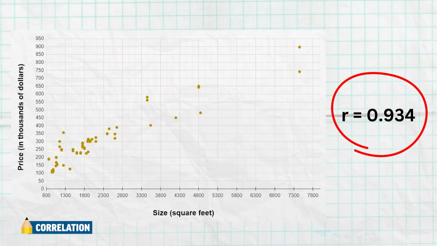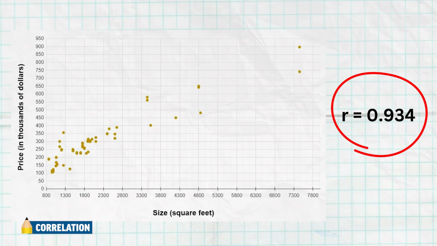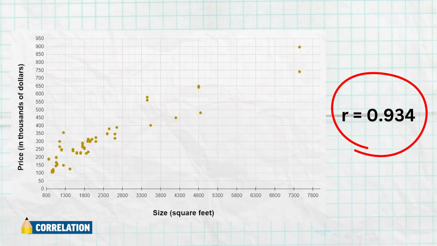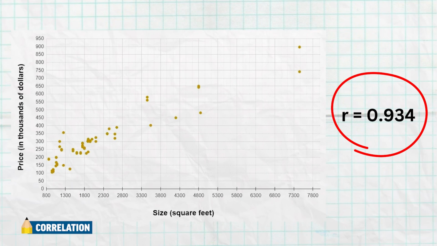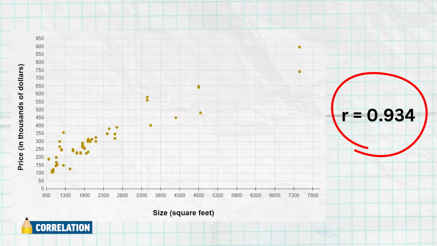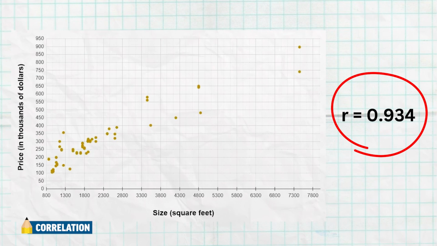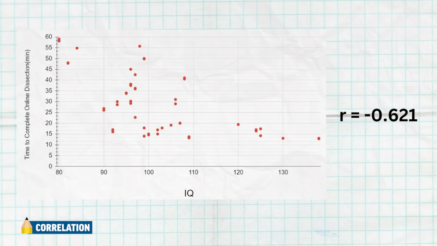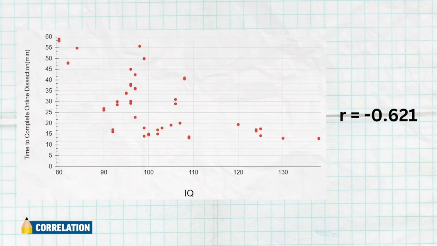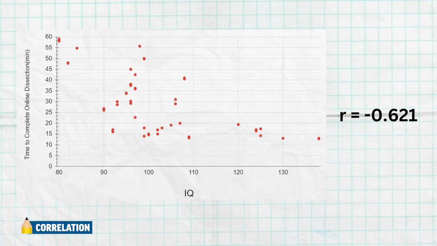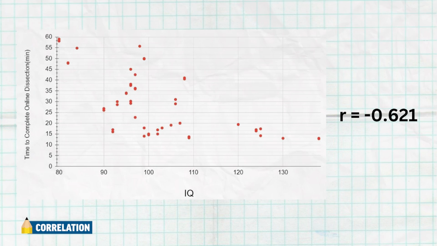Notice its correlation value is first positive because the bigger the house, the more expensive it costs, but it's also very, very close to 1, which shows that it is extremely strong because those dots are clearly forming a positive linear relationship. Now, here we see another scatterplot looking at the IQ of a sample of people and how long it takes them to complete an online dissection of a frog.